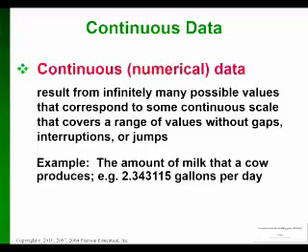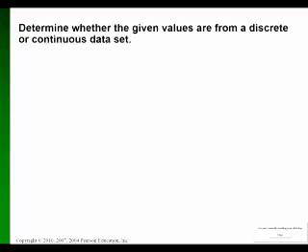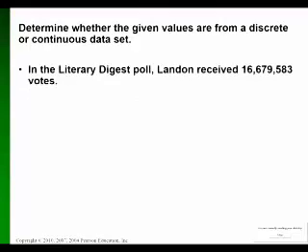Determine whether the given values are from a discrete or continuous data set. In the Literary Digest poll, Landon received 16,679,583 votes. Is that a count of something or a measure of something?